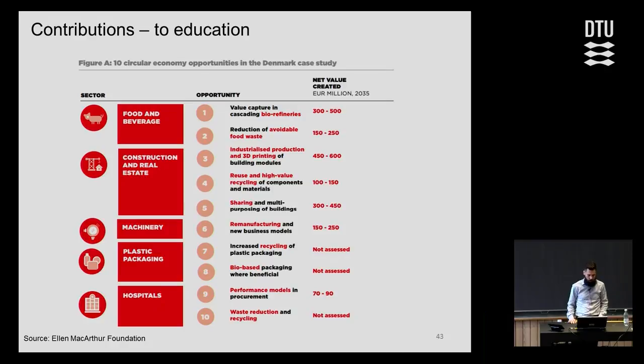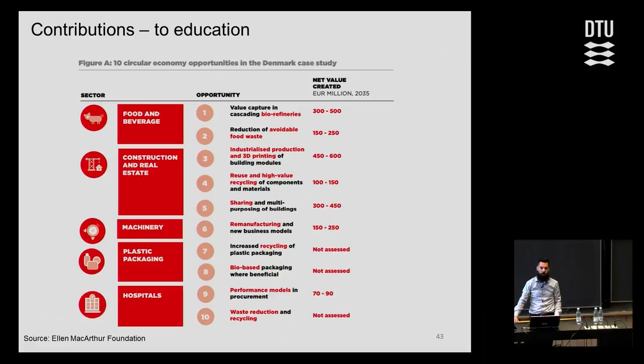To education, this is another slide from the Ellen MacArthur Foundation. This is from the case study that the Ellen MacArthur Foundation made about Denmark. They have found that there is a huge potential in the Danish economy for the circular economy. One of these 10 opportunities is located in the machinery sector of the industry.